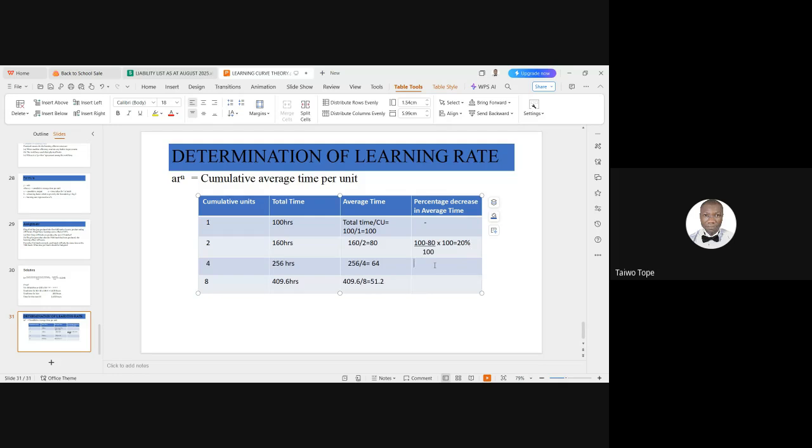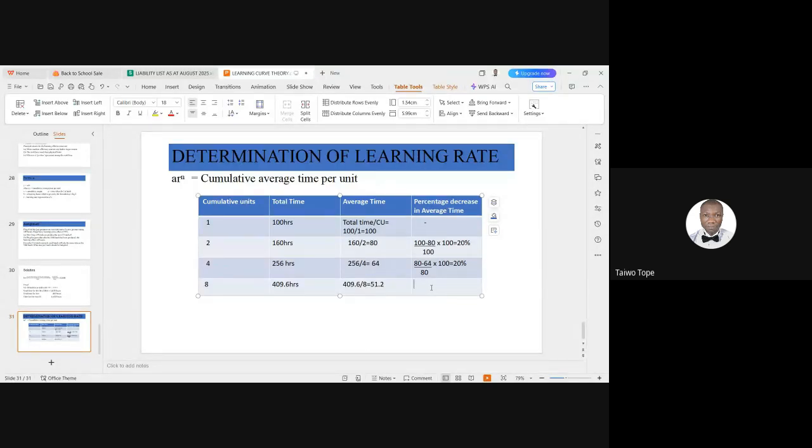So also, when the cumulative unit is 4 and the average time reduced to 64, what will be the percentage decrease in average time? It will be 80 minus 64 divided by 80, multiplied by 100. The result will be 20%. Fine, let's move further.